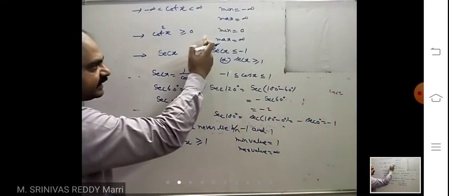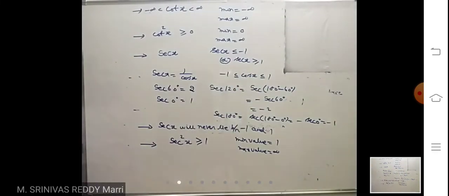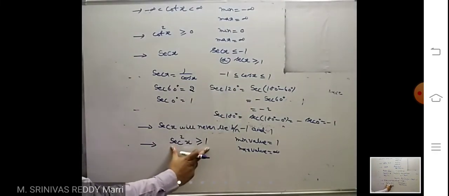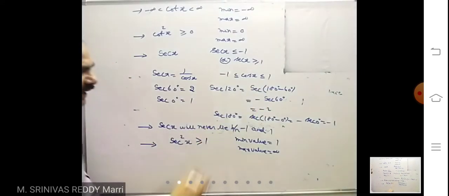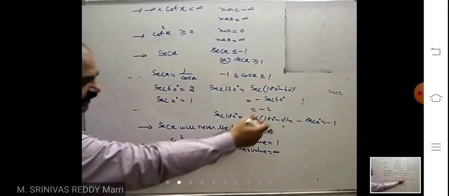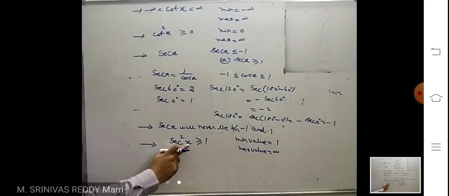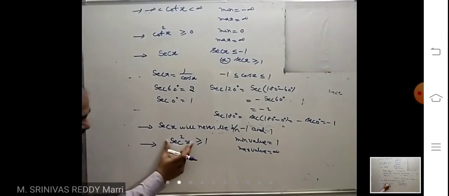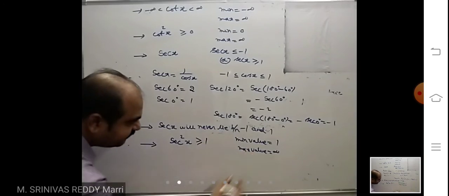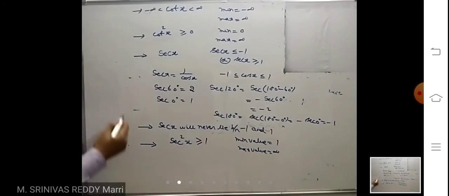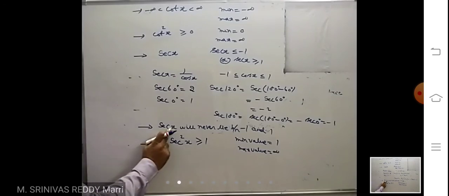Secant x will be less than or equal to minus 1 or greater than or equal to 1. But if you square these values, you will get minimum value 1, maximum value, suppose this is 90 degree. What is secant square 90 degree? Infinity. 1 by secant 90 means 1 by 0, infinity. That means the minimum value of secant square x is 1, maximum value is infinity. Like that secant x. The point you have to remember is secant x will not lie between -1 and 1.